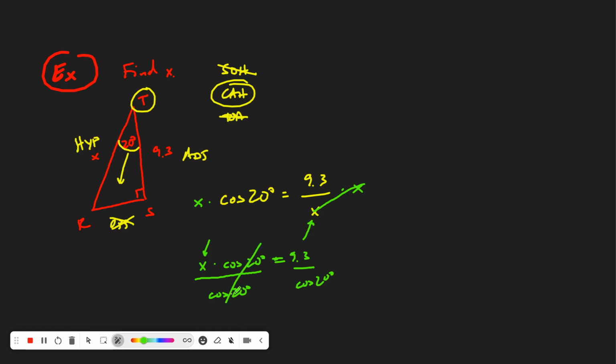The cosines of 20 degrees cancel here. X is by itself. And now on the right-hand side, we get 9.3 divided by the cosine of 20 degrees. And this is what you're going to type into Desmos to get the value of x. It's a division problem this time. Now notice that x is the hypotenuse, so I'm expecting a side length bigger than 9.3 as my answer. So let's see what happens.